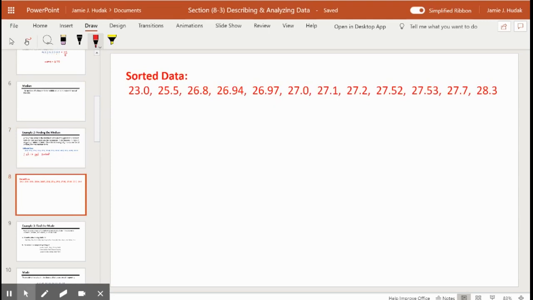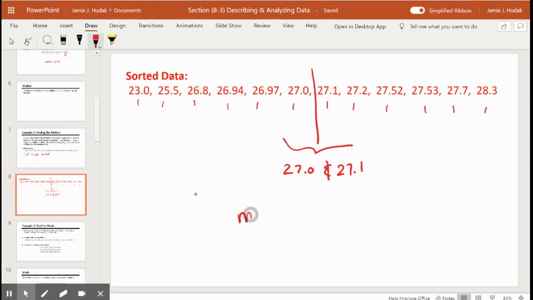And now the median is the middle value. So we can count it out. 1, 2, 3, 4, 5, 6, 7, 8, 9, 10, 11, 12 pieces of data. So 1, 2, 3, 4, 5, 6. This is the middle. We have 6 pieces of data to the left and 6 pieces of data to the right. So we need to take the average of 27.0 and 27.1, and that will tell us the median is 27.05.